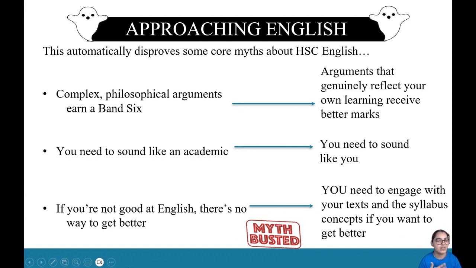Just chuck that out even before you head into year 11. If you've had a pretty bad year 10, year 9 English journey, just leave it out the door. You're walking into a new door, don't take that baggage with you, just leave it out. Approach it from a fresh perspective, and I can bet you're gonna get there.